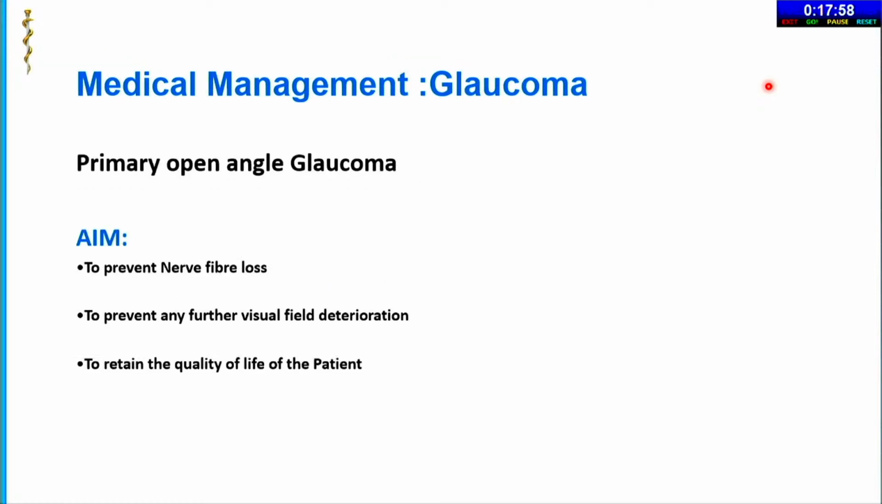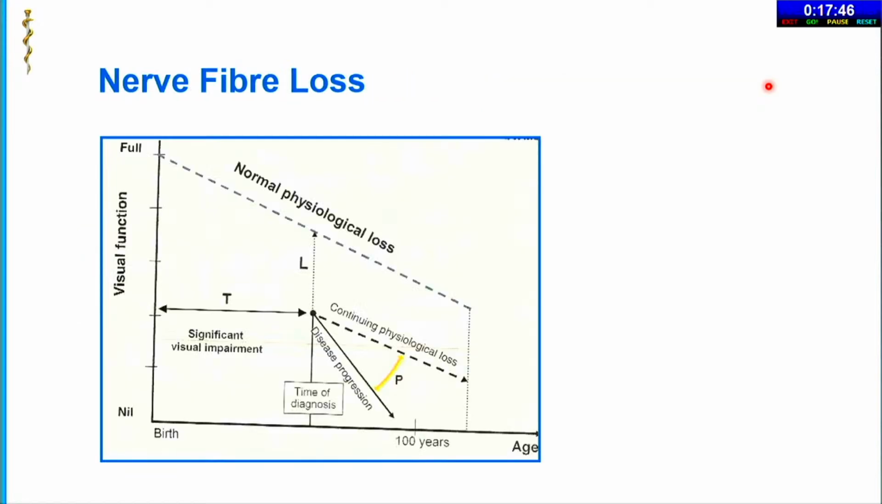What is the treatment philosophy for medical management of glaucoma? The aim is to prevent nerve fiber loss, to prevent any further visual field deterioration, and most important, to retain the quality of life for the patient. If you see this curve here, as age advances, there is a normal physiological loss. If you detect the disease at this point and don't treat, the patient goes into the realm of blindness by this curve. The aim of treatment is not to skew this curve this way, but to make this curve run parallel to the normal physiological loss.